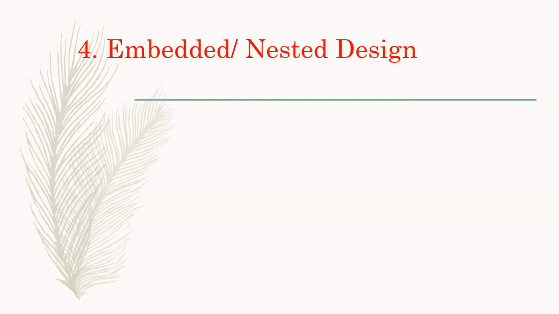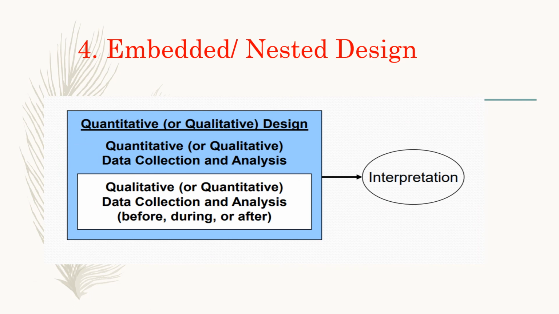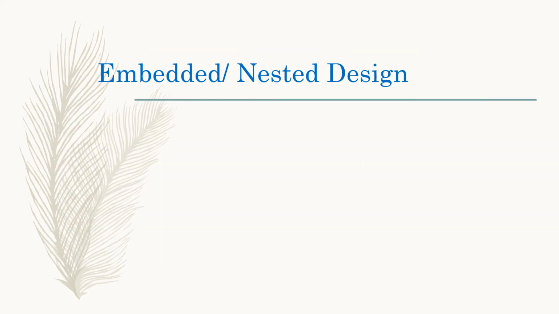The last type of mixed method is the embedded or nested design. In embedded or nested designs, you collect and analyze quantitative and qualitative data within a quantitative research design, a qualitative research design, or a research procedure. Collection and analysis of the secondary data set occurs before, during, and or after the primary methods. Embedded design is used to address different questions that call for different methods.